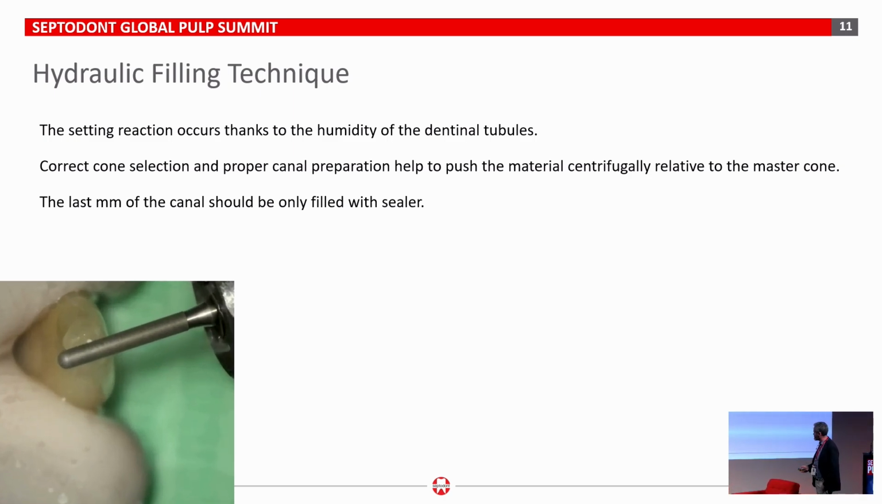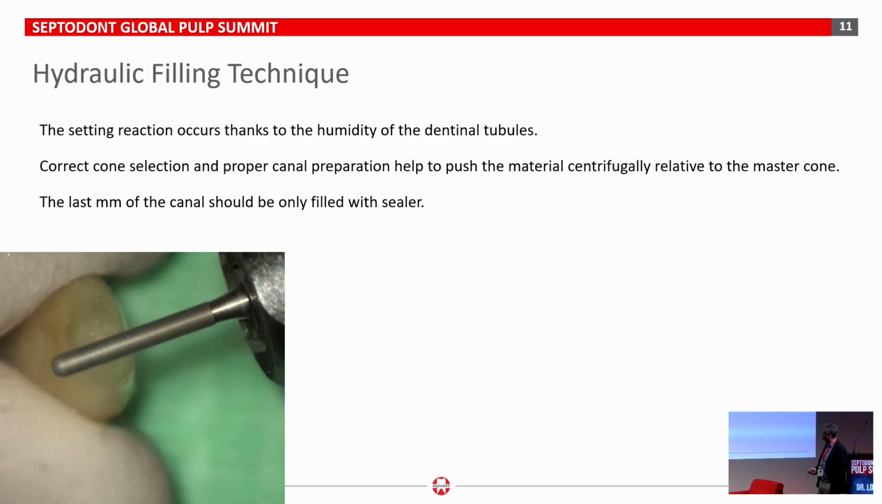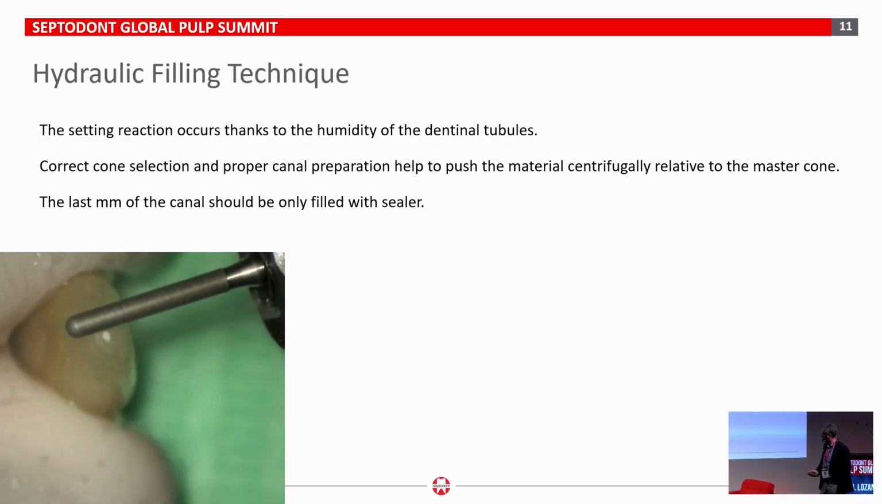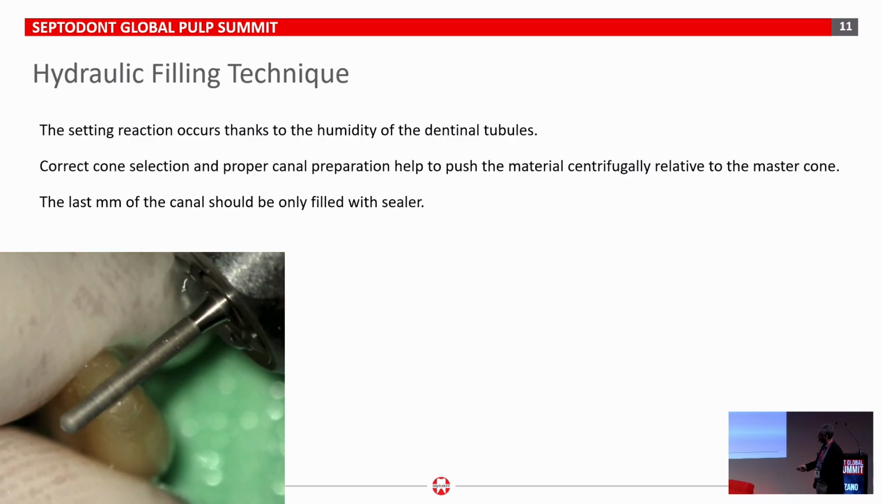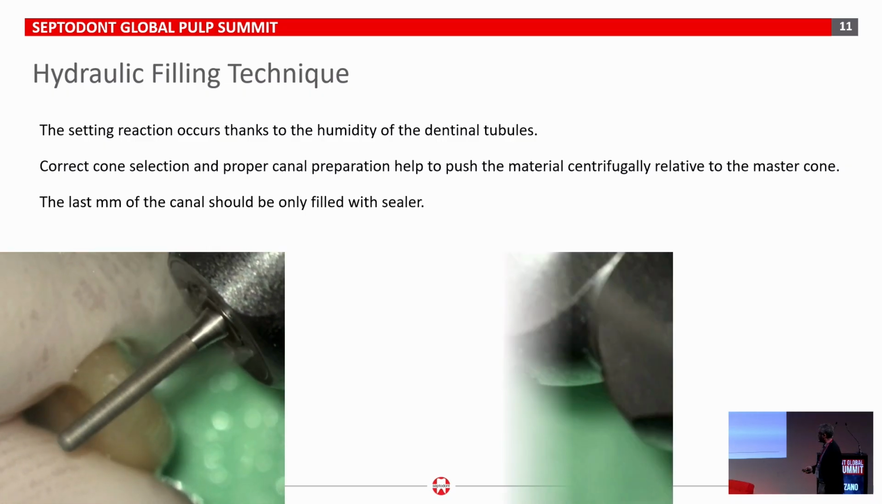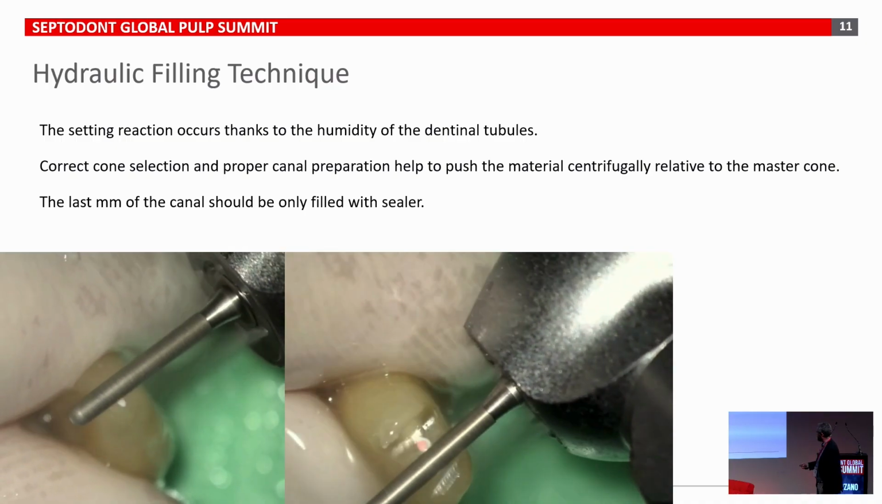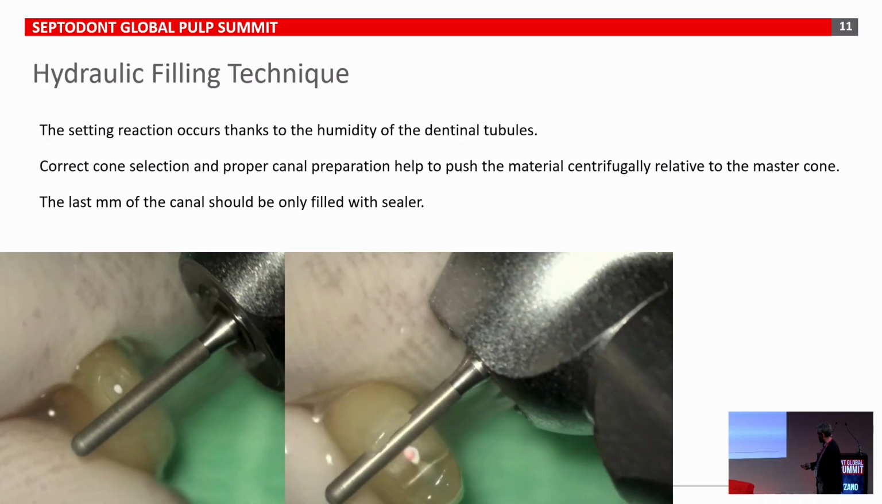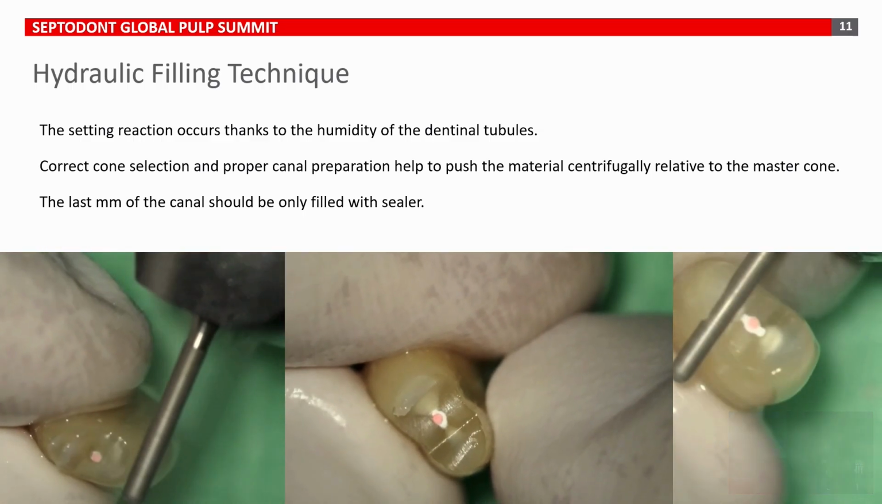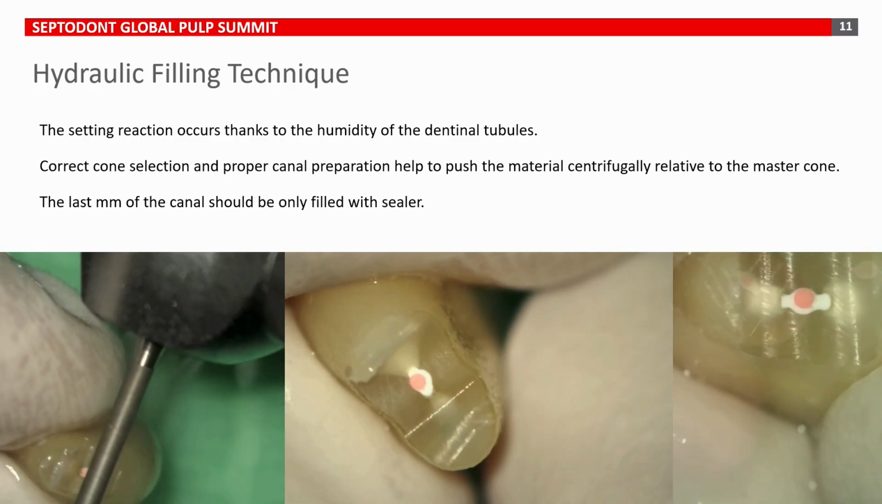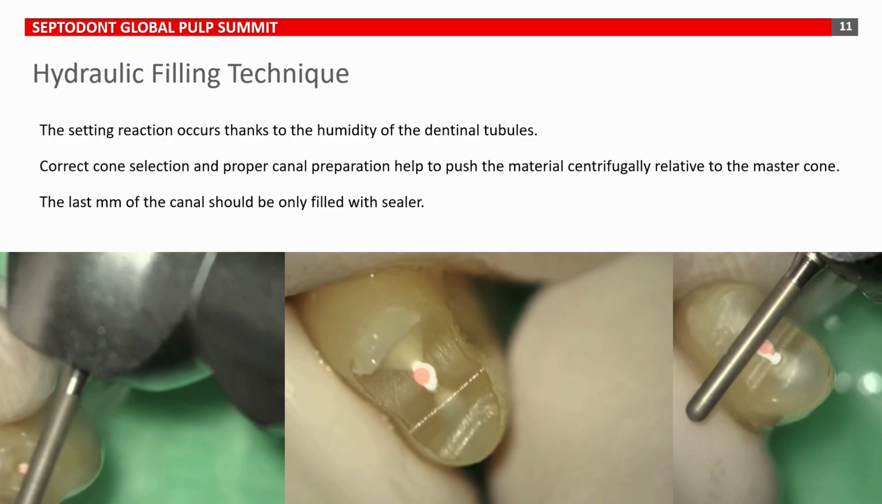I would like to show you this extracted tooth, obturated. When we cut the apical part, there's only sealer. Then we go to the coronal part. We have the cone, and all the space is filled with the sealer.